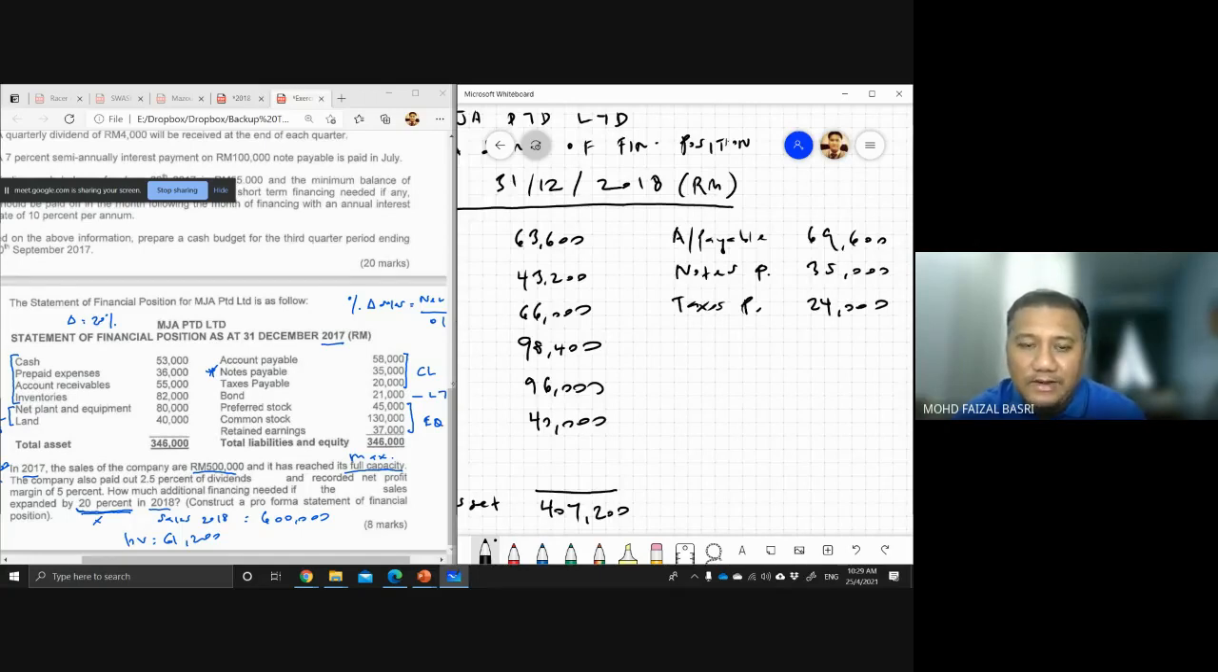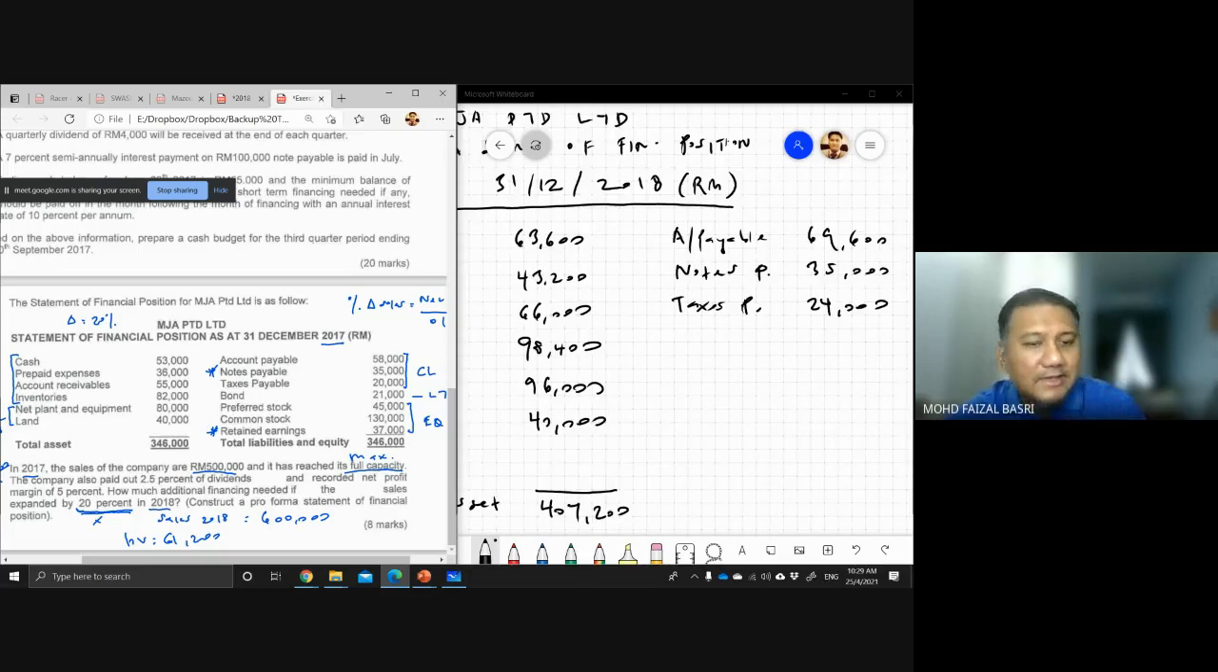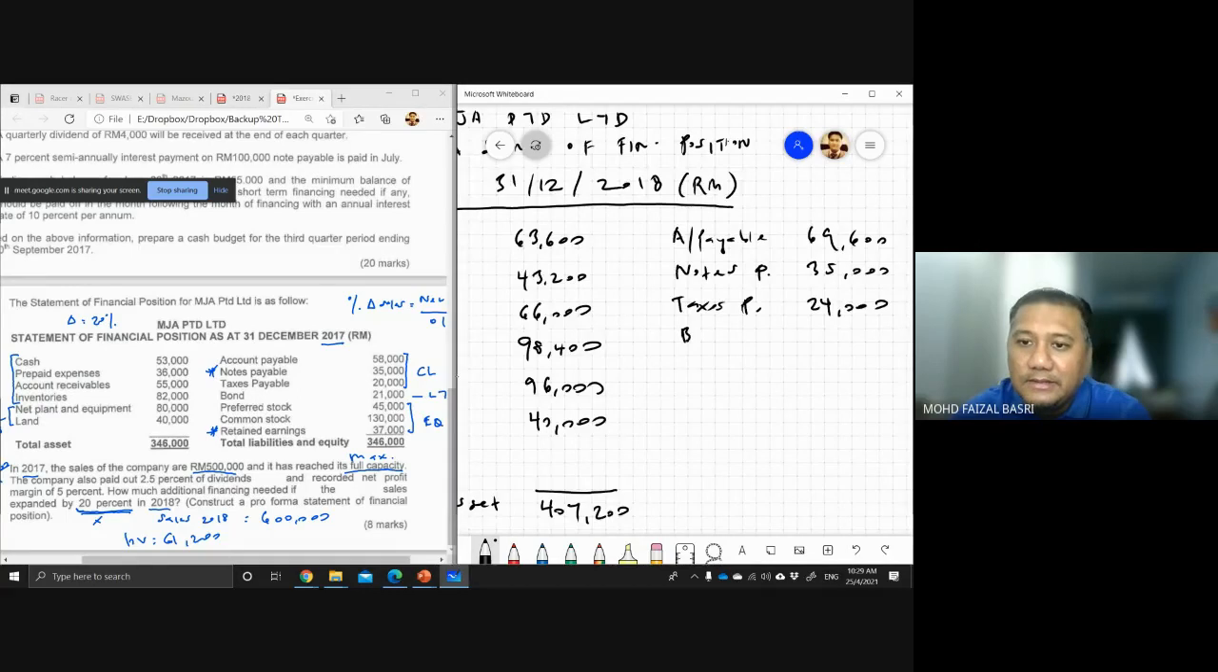Okay, so I recap for the right hand side: current liabilities will increase except notes payable, because notes payable will remain constant, tak berubah. Long-term liabilities and equity will remain constant juga. But again, ada exception except for retained earning. Okay, retained earning je yang lain, but the rest will remain constant. So what you need to do is copy balik je lah. Bond, 21,000. Then preferred stock, 45,000. Common stock, 130,000.